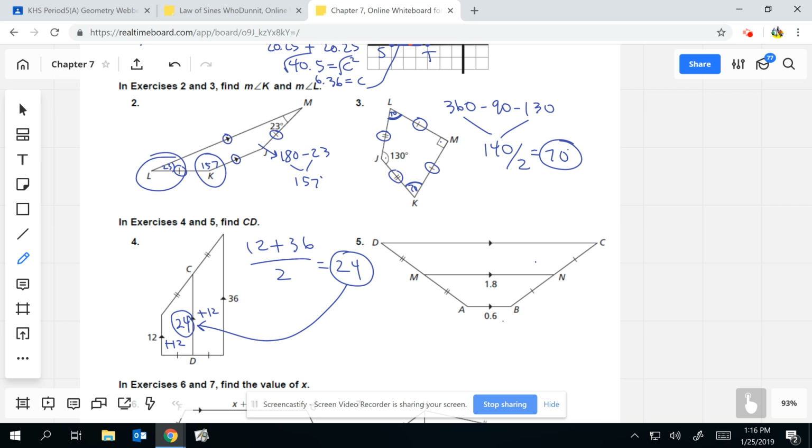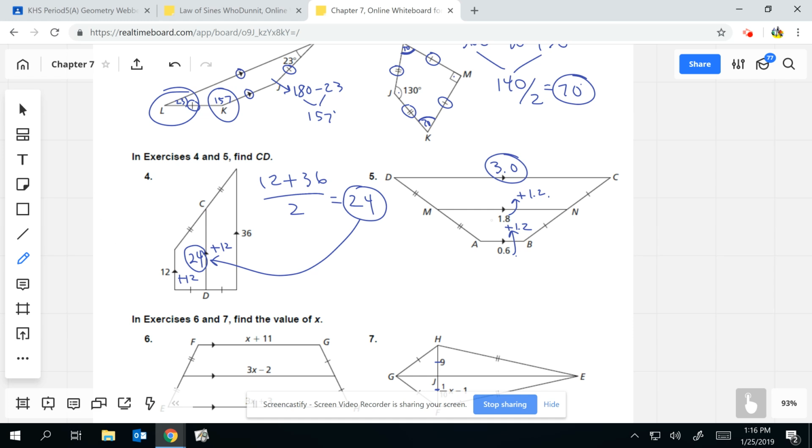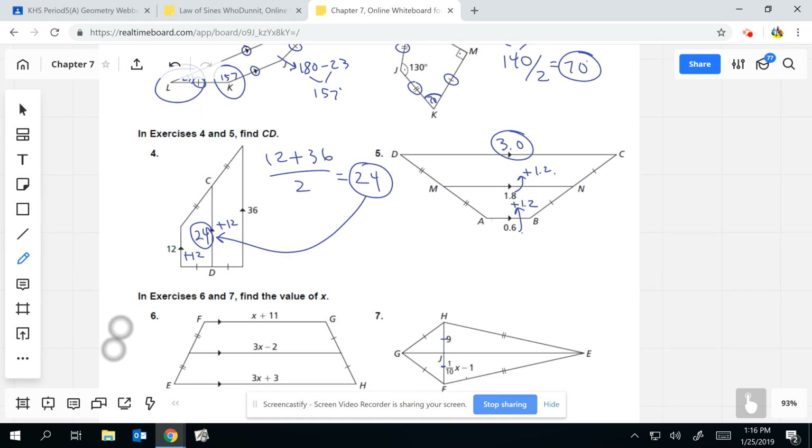That comes in handy because if I take 0.6, if I add 1.2, that gives me the 1.8. That means I can just take 1.8 and add 1.2. That's going to give me 3.0 as my other base. So if 1.8 is my middle number, it's got to be 1.2 on both sides of that 1.8. So you can just add the 1.2 to both sides. That way it stays in the middle. You've kept it in the middle. And the last two you just need to solve.